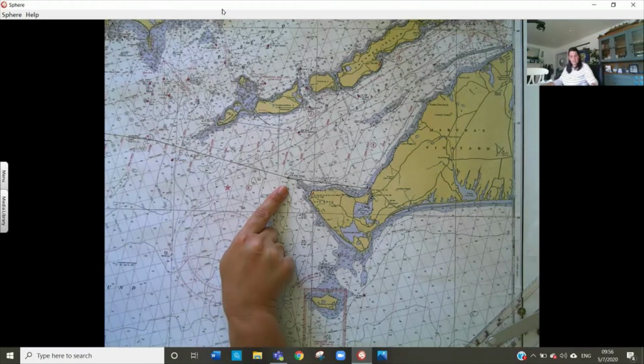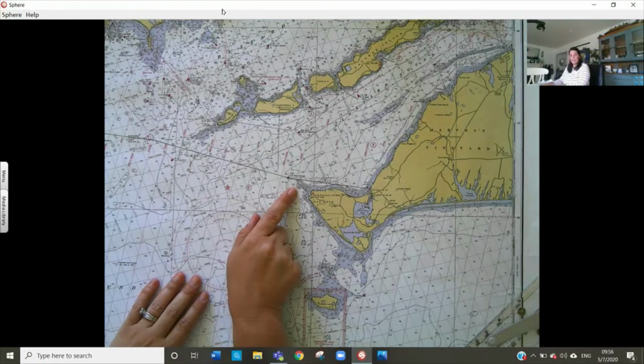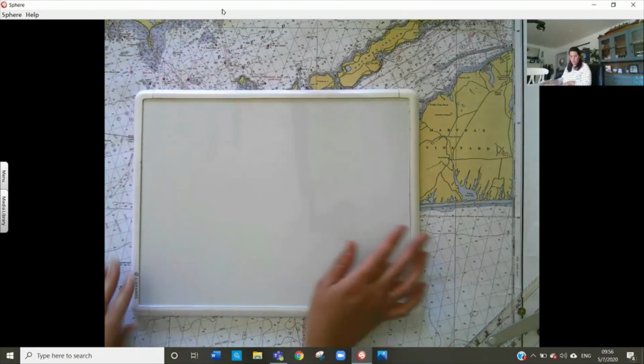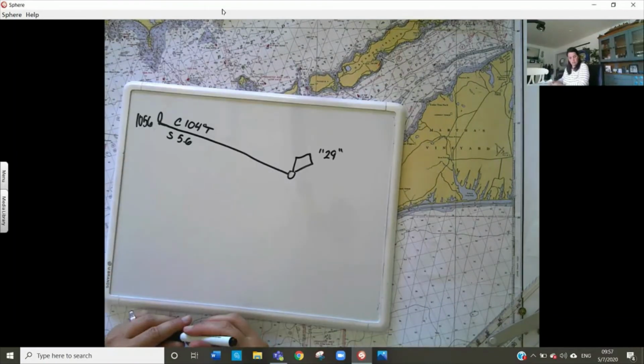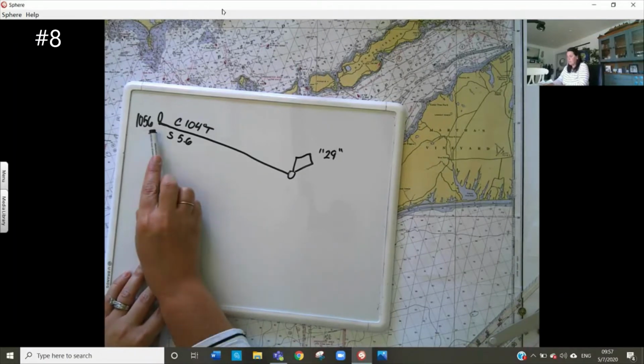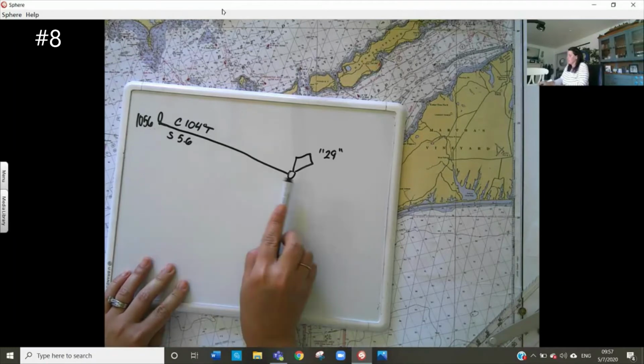And then it asked us, what is our ETA to buoy 29? So I'll put this on the whiteboard real quick. Okay, so this is what we have so far. We left the light at 10:56, and it's asking what is our ETA to the buoy.